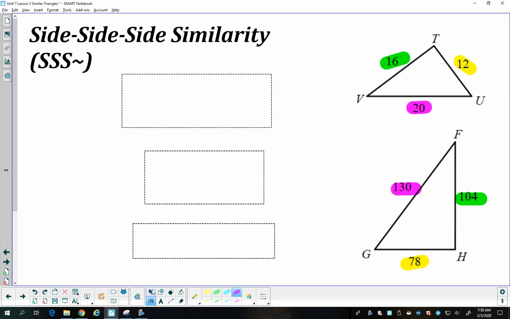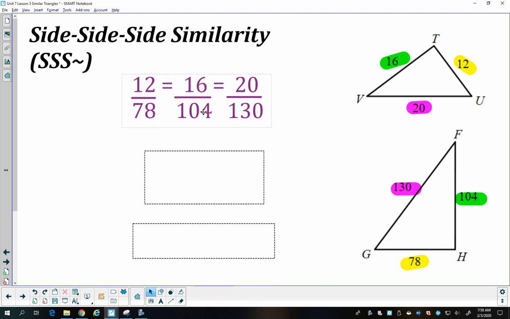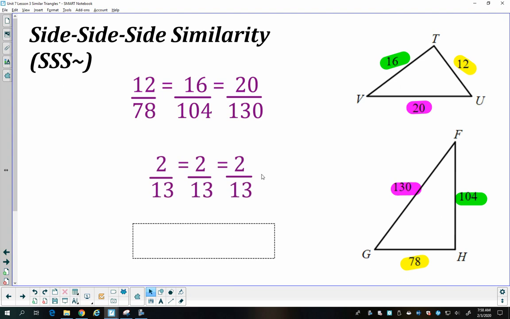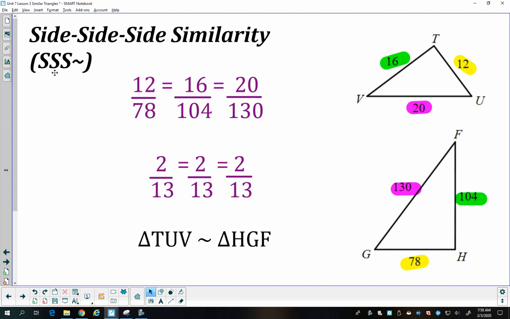So I'm going to write those fractions, and then I'm going to simplify all three of them. They all simplify to be 2 over 13. And so since the ratios of corresponding sides are proportional, my scale factor is 2 over 13. And these two are similar by side-side-side similarity. And then we'll write this similarity statement.